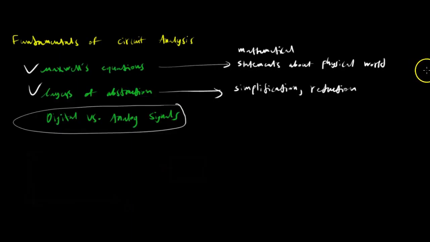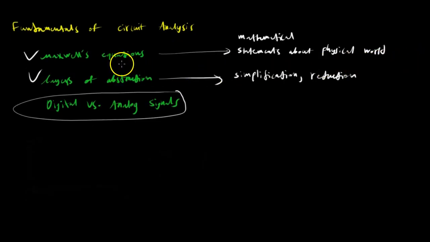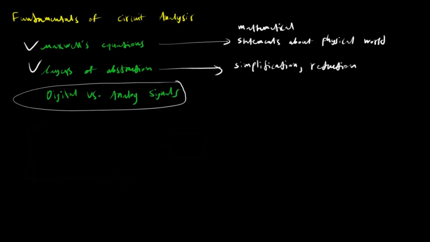Hello everyone. In this lecture we want to talk about digital versus analog signals. In the previous lectures we talked about Maxwell's equations, which are simply mathematical statements about the physical world which are true and they're experimentally verified.